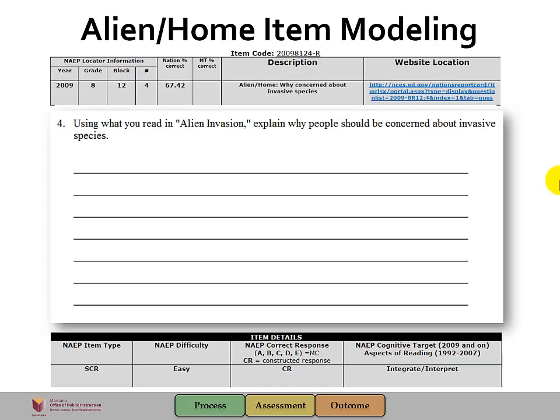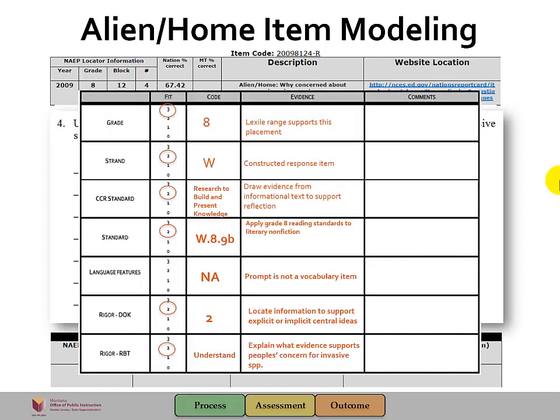For this item, the grade that is most appropriate is grade 8. The Lexile range supports this placement. The strand that is most appropriate for this item would be writing, because this is a constructed response item, and in order to proficiently respond to this question, students need to demonstrate their writing skills and abilities. The college and career ready standard being addressed for this item is research to build and present knowledge, drawing evidence from the informational text to support their reflection.